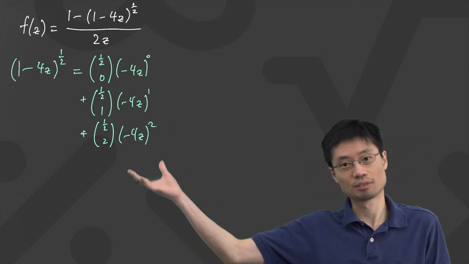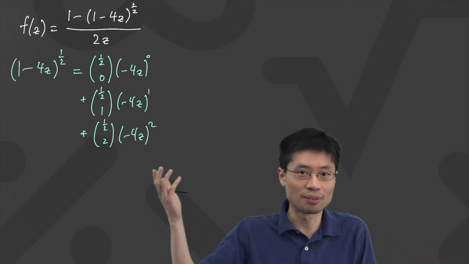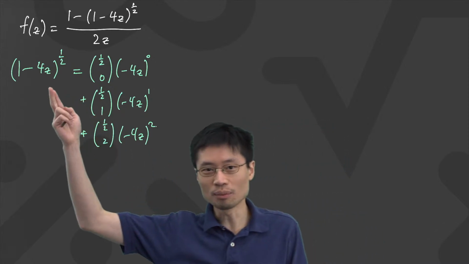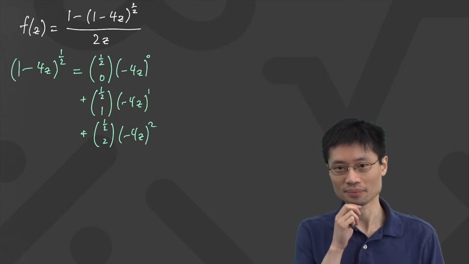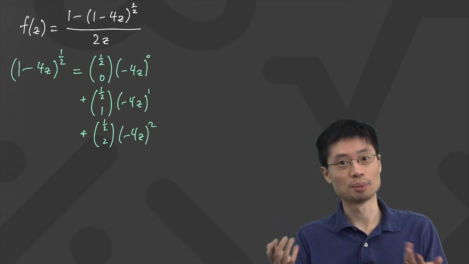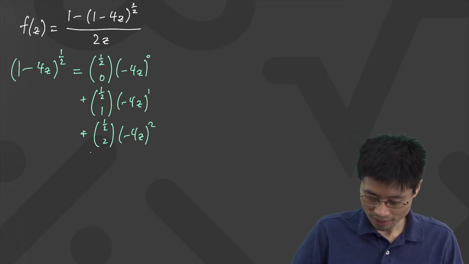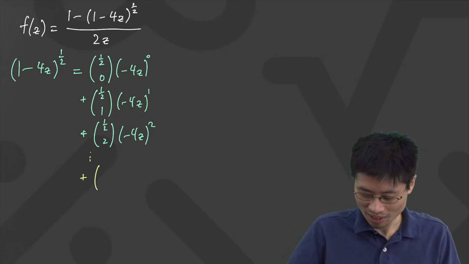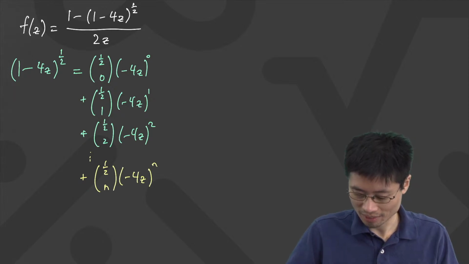Is that clear? That's like what we just had with this Newton's generalized binomial theorem. We just took the power, choose, I guess, the term number, and then the thing which was the z is now the negative 4z raised to that power. I'm going to care about the nth term eventually, so let's think about what the nth term looks like. It's plus 1/2 choose n times minus 4z to the power n.